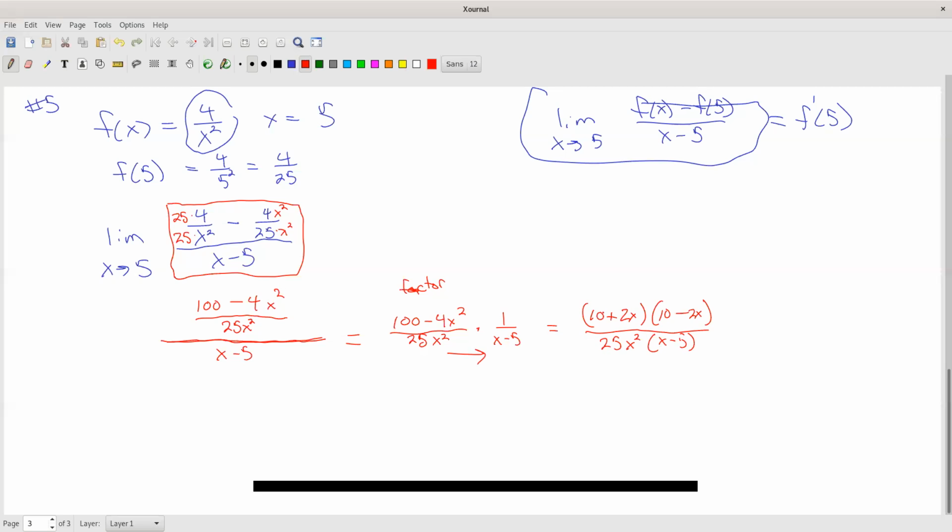Okay, well, other thing I notice is that 10 and 2 are even, so I can factor a 2 out of this, and I can factor a 2 out of that. So I'm going to factor a 2 out of the first one and a 2 out of the second one, and that leaves me 5 plus x times 5 minus x, all over 25x squared times x minus 5.